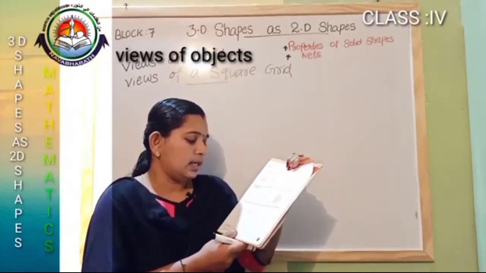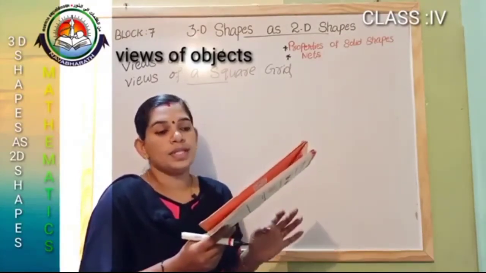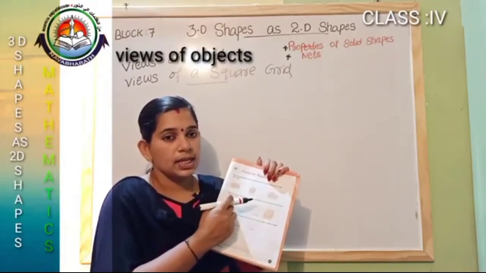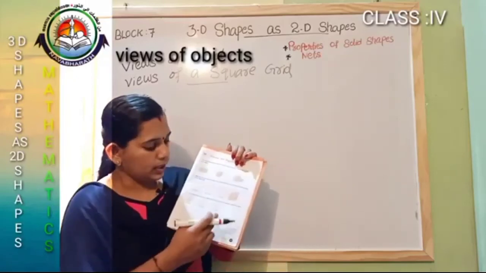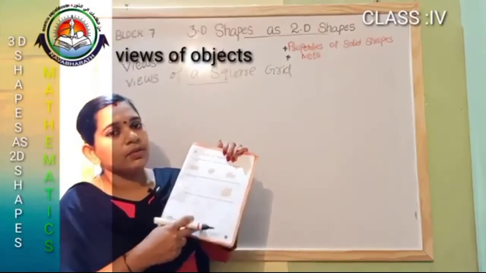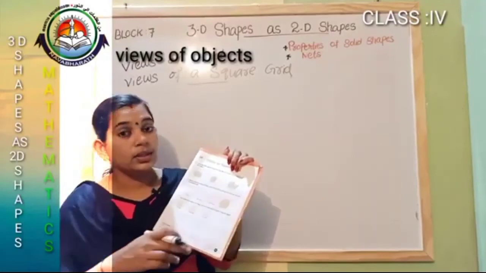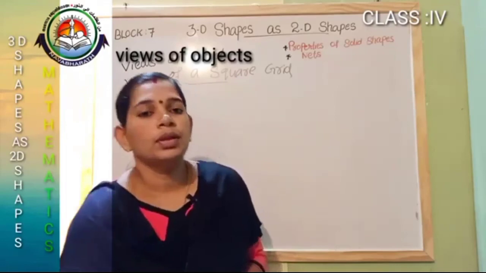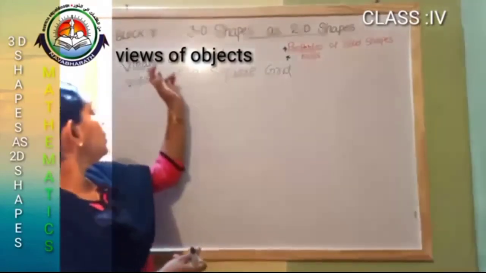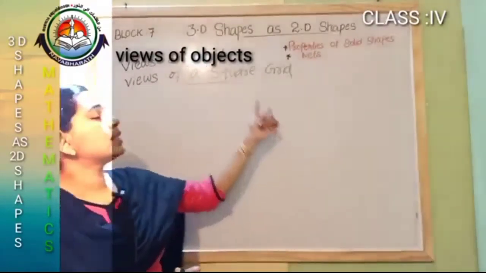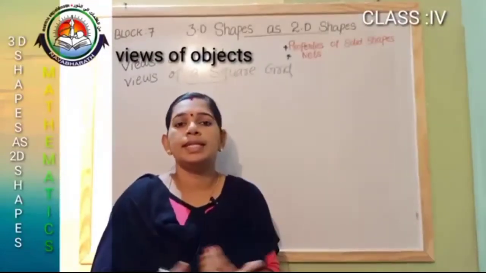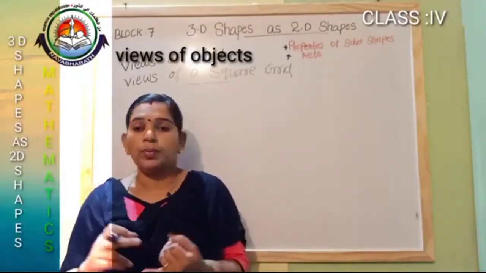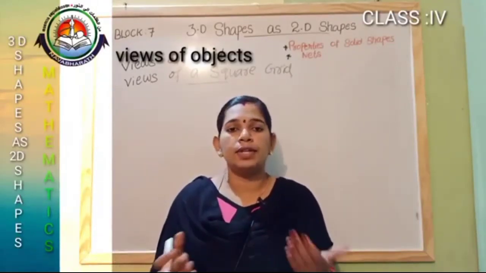Okay, then you want to draw the object. Here an object is given. You want to draw the side view, front view and top view. Here three views are given. You want to draw the shape on square grids. Okay, today we discussed views of an object and views on square grids. Then we will check which types of top view, front view and side views each object has.